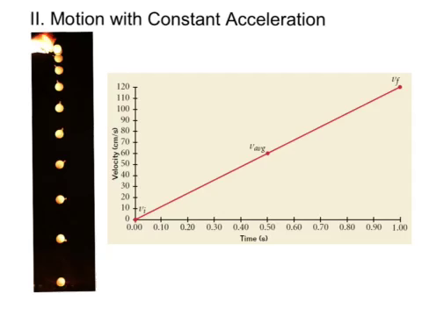Constant acceleration means that the velocity of an object is changing at a constant rate. So something with a constant acceleration of 10 meters per second squared means that for every second that passes, the velocity changes by 10 meters per second. If it starts from rest, after the first second, it's going 10 meters per second. After the second second, it's going 20 meters per second. After the third second, it's going 30 meters per second, and so on.